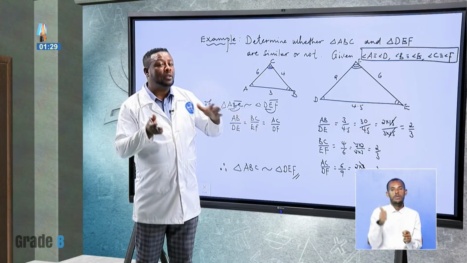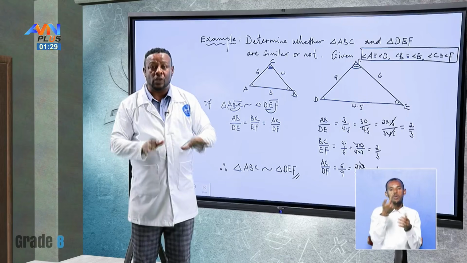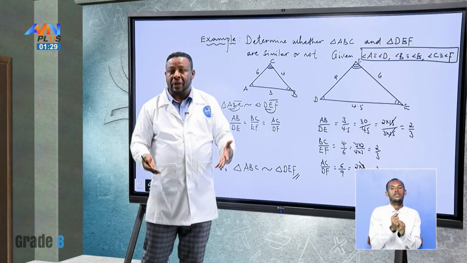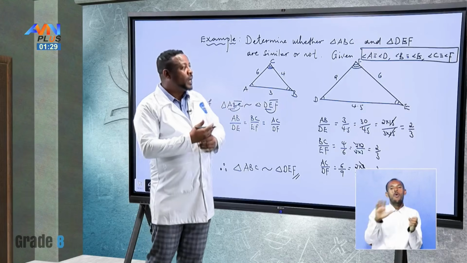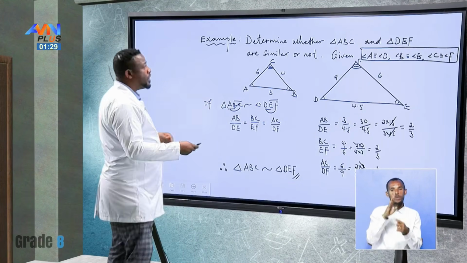Okay, this principle is not only for triangles, it works for any polygon, right? So any polygon should satisfy those two conditions to be similar. So let's see another example.